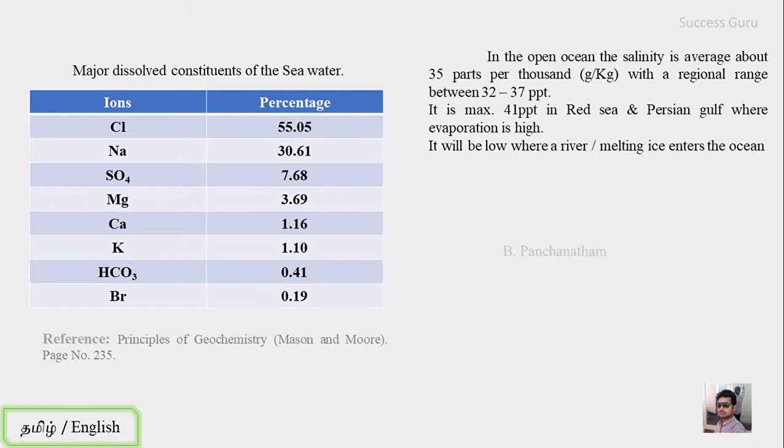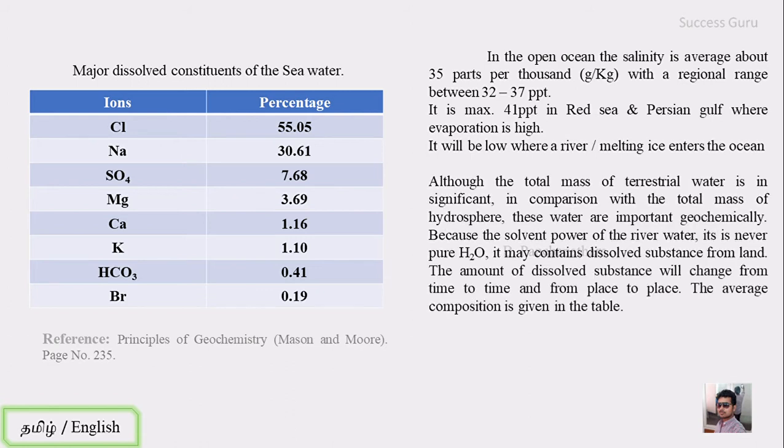Although the total mass of terrestrial water is insignificant compared with the total mass of the hydrosphere, we are interested in terrestrial water also because this water is geochemically important. It dissolves and brings solid substances from the land surface, and the amount of dissolved substance changes from time to time as well as from place to place. The average composition of river water is given in the table in the next slide, which I will try to explain there.